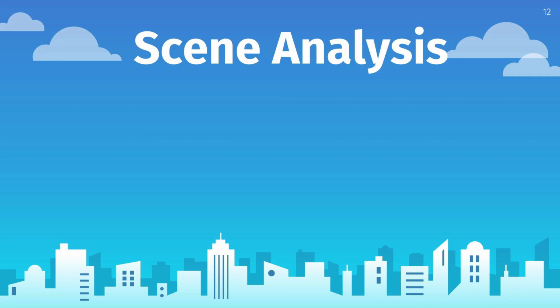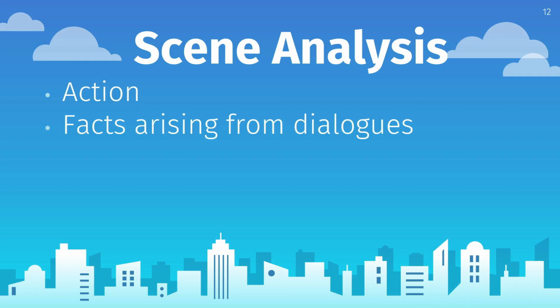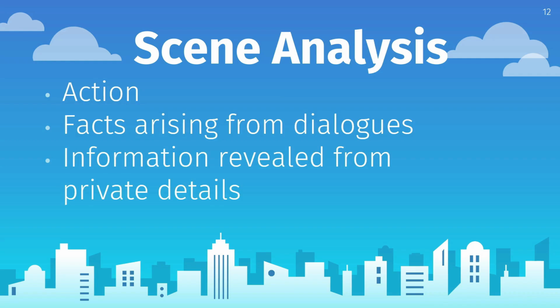And now, let's try to analyze the scene itself. A scene must have these following elements. The first one is the action. What is the action being depicted on a scene? The next one is the facts arising from dialogues. Third are the information revealed from the private details of that scene or that action. And the last one is the setting. Now, let's try to analyze these four elements from the scene that you've just watched.